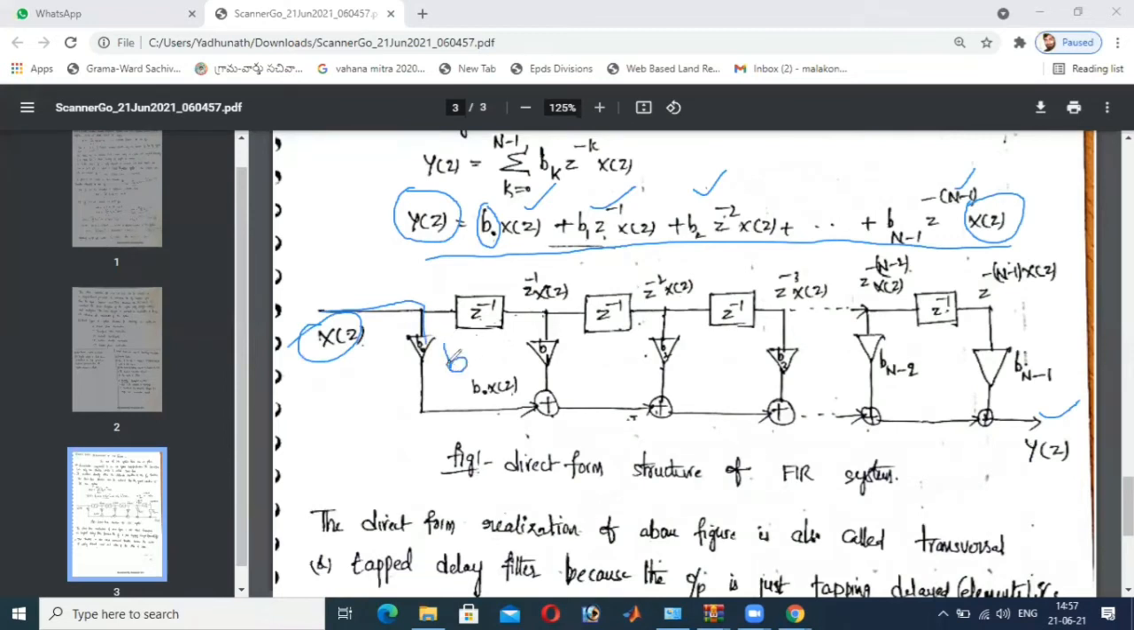Why? Because the first term is multiplied with only the b0 coefficient. So for that purpose, I take the b0 coefficient. Now this X of z is passing in this direction. Obviously b0 into X of z is the output after the multiplier. So this is then fed to an adder. Is the first step clear now?